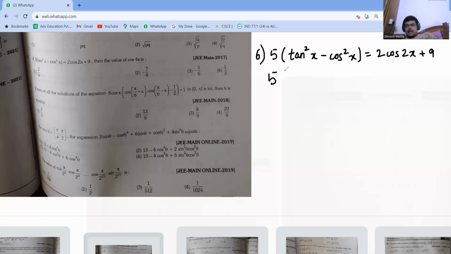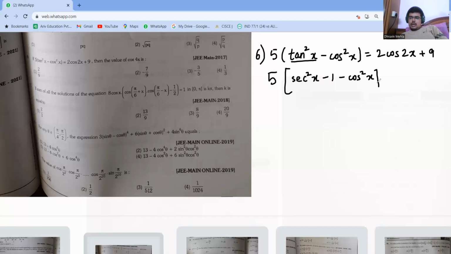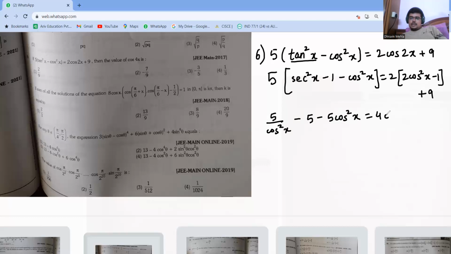Oh, we can. See, guys, tan and cos don't have a direct relation, but do you agree? Tan square x can be converted to sec square x minus 1. And let us use the double angle formula over here. This will be 2 cos square x minus 1. So we have 5 sec square x. When we open the brackets, we will get 5 sec square x, which is 5 upon cos square x, minus 5 cos square x is equal to, open the brackets, 4 cos square x minus 2 plus 9.